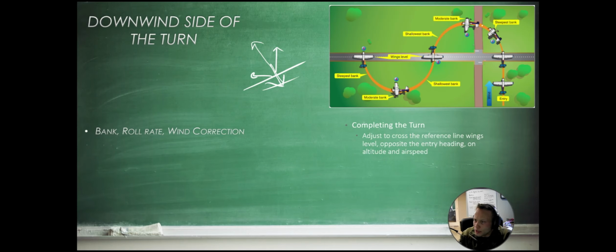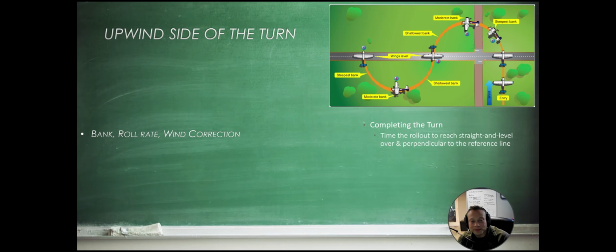Now, the entire time we're entering this turn, we're dealing with this S-turn. We're trying to anticipate and correct for this wind that wants to blow us all over the place. So, be prepared to adjust your pitch, power, and bank angle to account for that wind. Remember that every time you complete a turn, you should be flying wings level, perpendicular to the road or your reference line, and then you should be entering immediately into your next turn, nice and shallow for the second turn, and then going again wings level once you cross the road.